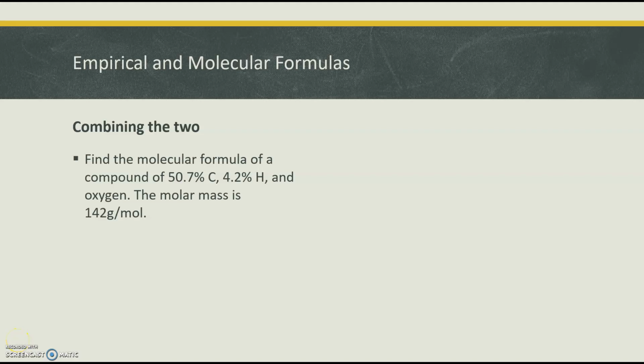Now that we've looked at an example of empirical and molecular formulas, we're going to look at an example of how to combine the two. Our problem is to find the molecular formula of a compound of 50.7% carbon, 4.2% hydrogen, and oxygen. The molar mass is 142 grams per mole. Our task is to identify the molecular formula.